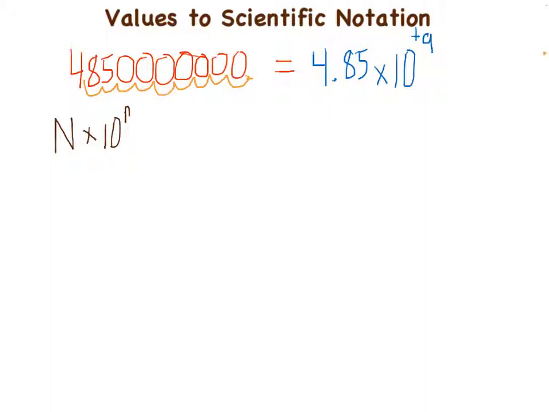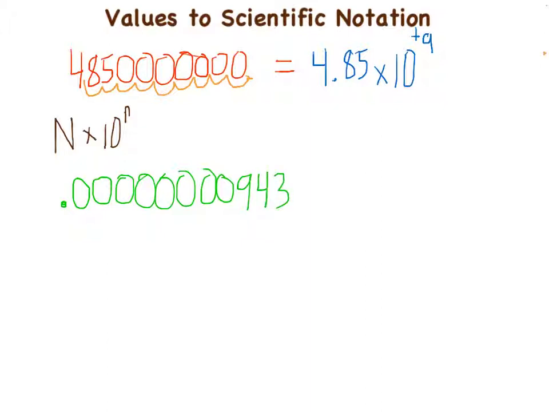Actually, okay, so say we have 0.000000009.43. Convert that to scientific notation. So the first thing you got to think, what is the very first number that I see other than 0?